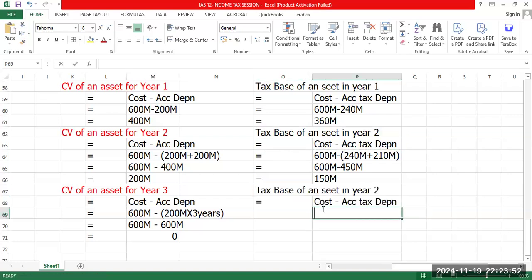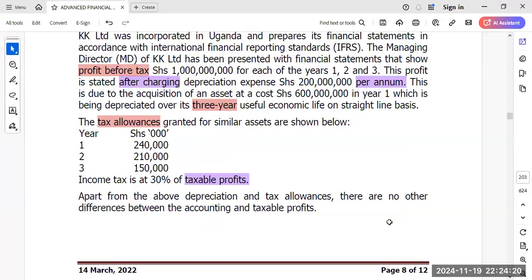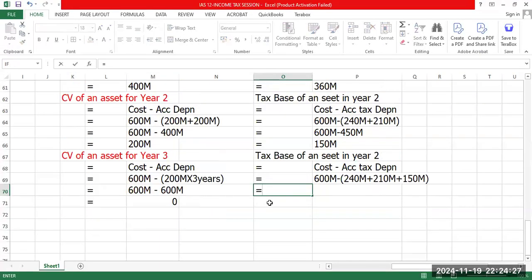Last year, it will be 600 million minus accumulated depreciation. Depreciation for year 1 plus depreciation for year 2, which is 210, plus depreciation for year 3, which is what? Tax depreciation for year 3 is 150 million. So finally, how much do you get? If you open a bracket and do everything, you will get 0. So here also it means that it is nil.